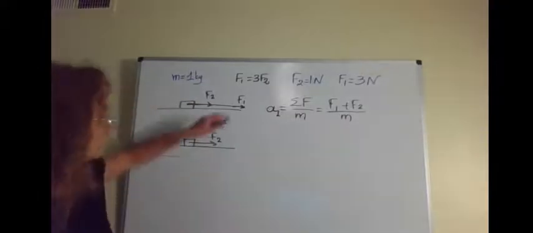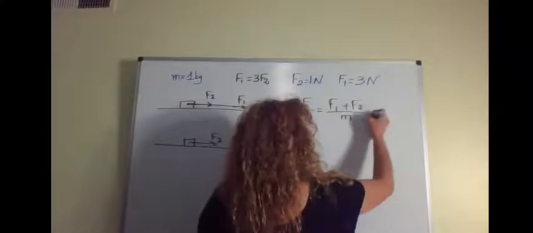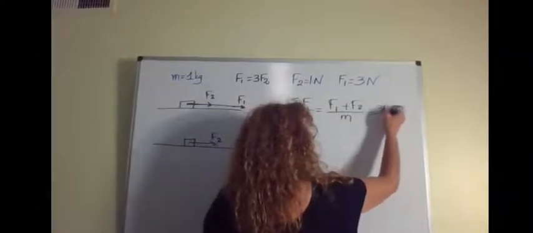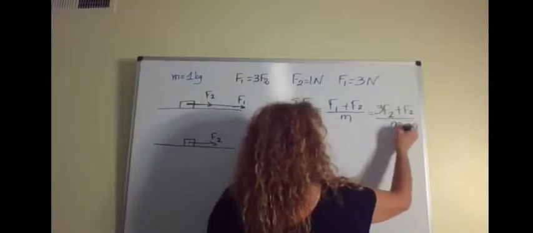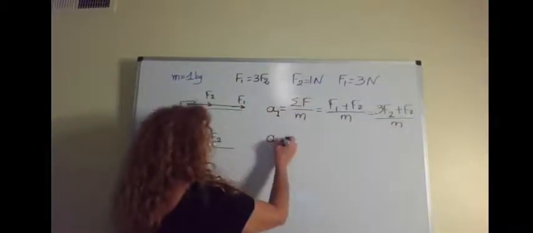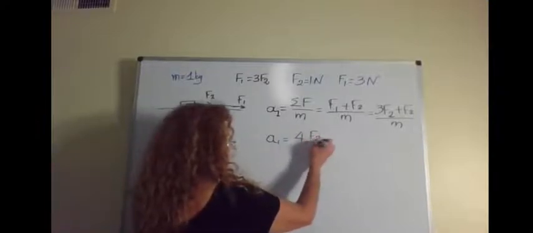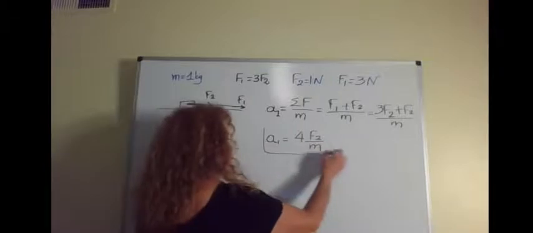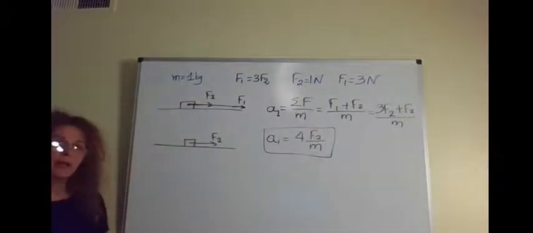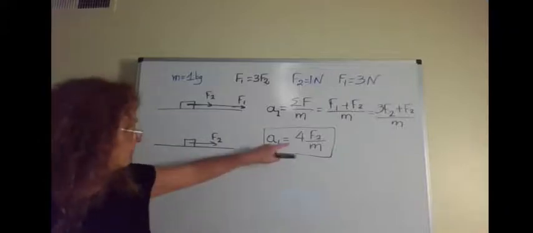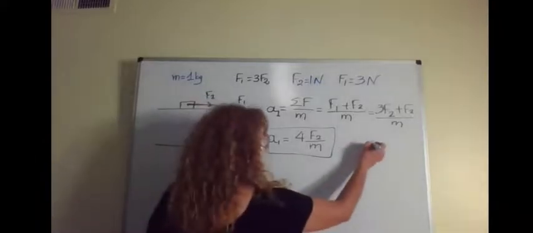And as I know that F1 is 3 times bigger than F2, I can put it here and say this is 3 times F2 plus F2 over mass. That means that this acceleration is 4 times F2 over mass. So if I had values, that would be 4 times 1 divided by 1. I would find 4 meters per second squared.